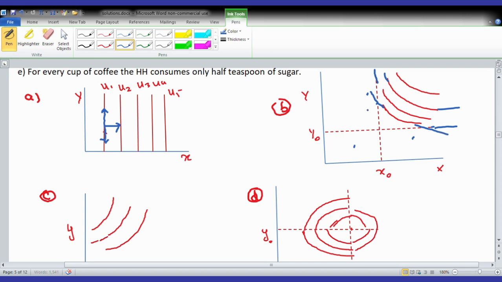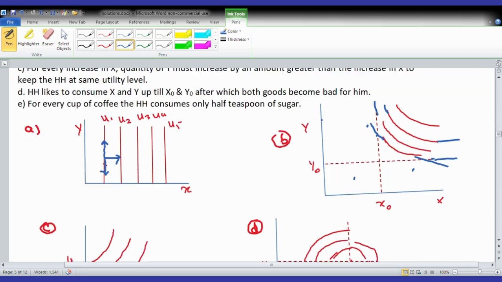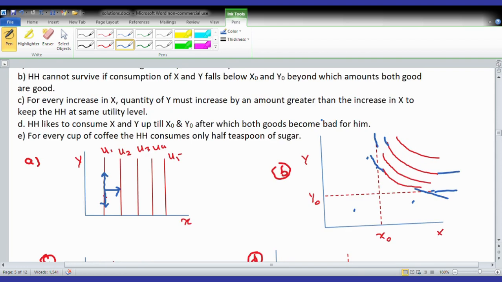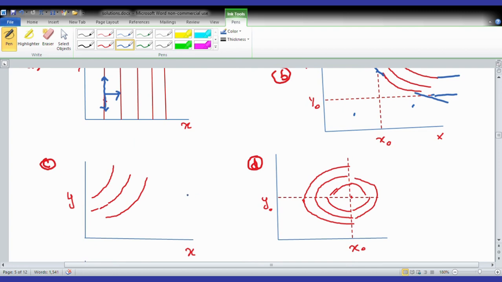Then we have C, and that C is saying for every increase in X, quantity of Y must increase by an amount greater than the increase in X. So Y is increasing at an increasing rate, and when this is the case, if you recall that income and substitution factor screencast, you will be able to understand that this is the case which is saying x is bad and y is good. So this is the correct figure for C.